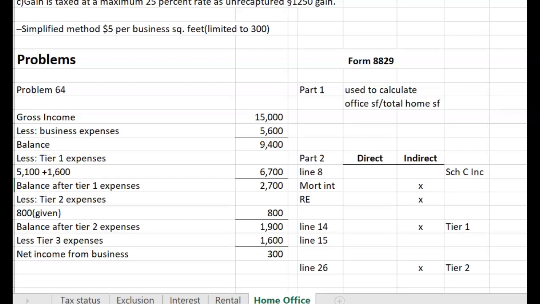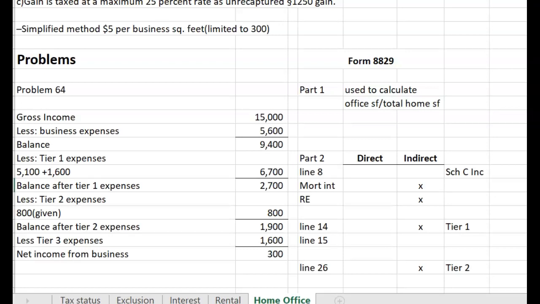I would now like to review with you how to calculate the home office deduction and how to use and report the information on Form 8829. Now, I'm going to do problem 64.